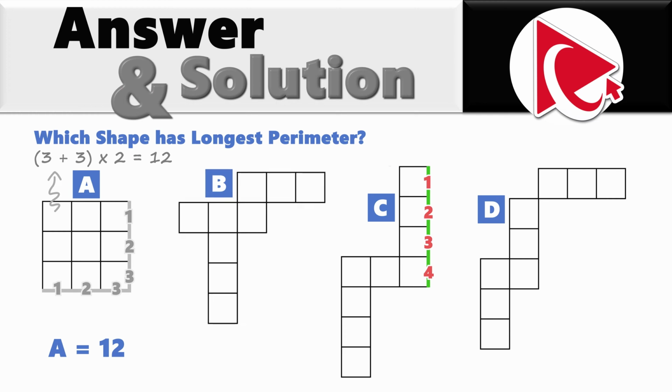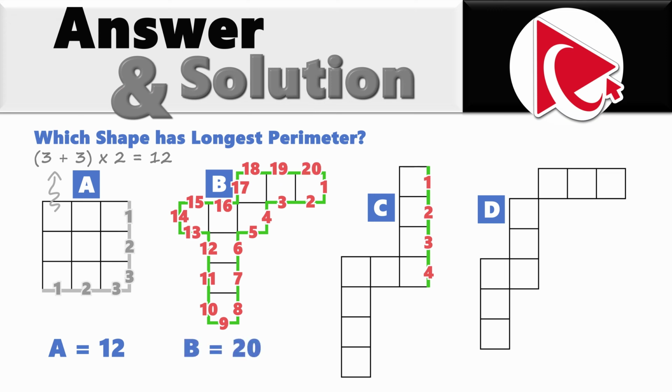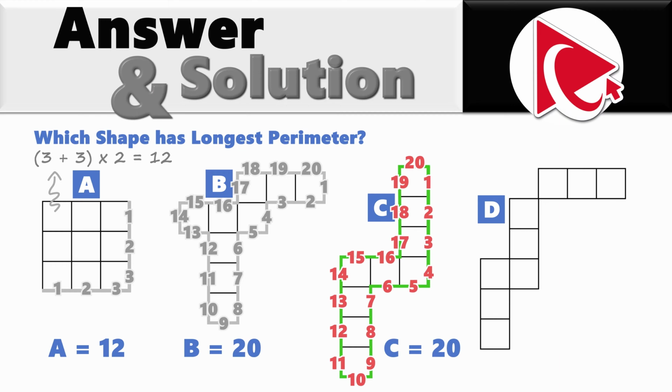Now let's look at shape B. Here we need to manually count the boundary squares. Let's do it together. 1, 2, 3, 4, 5, 6, 7, 8, 9, 10, 11, 12, 13, 14, 15, 16, 17, 19, and 20. So perimeter for shape B consists of 20 units. Same thing is for shape C. Please verify my math, and if I made a mistake, post it in comments.